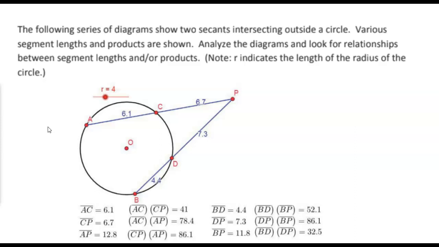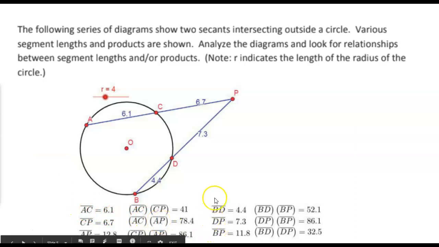The following series of diagrams shows two secants intersecting outside a circle. Various segment lengths and products are shown. Analyze the diagrams and look for relationships between segment lengths and/or products. Note, R indicates the length of the radius of the circle.